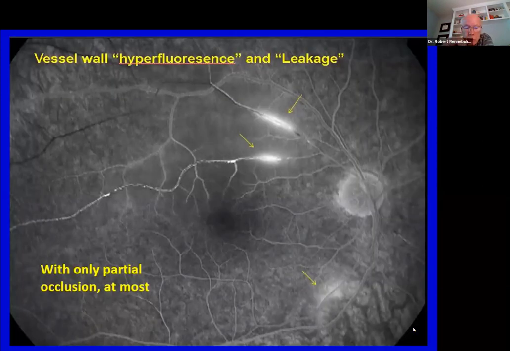This slide demonstrates two areas of obvious hyperfluorescence and leakage in a patient with Susac syndrome with only partial occlusion. Note that the hyperfluorescence and leakage occurs in relatively short segments of these vessels, and that's why it's best called segmental hyperfluorescence and leakage. In the lower right is a third area of more subtle leakage without much hyperfluorescence.